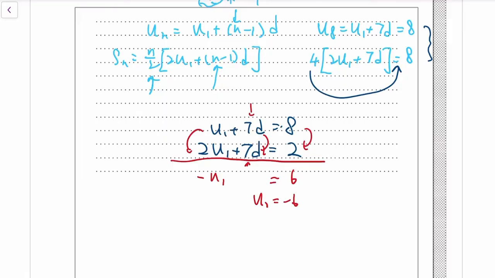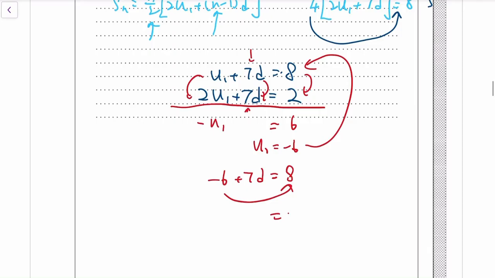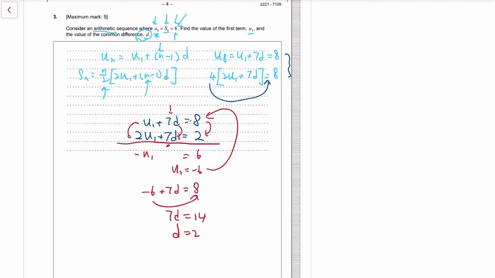And once we found u1, we can put it back in. You can put it into either equation. So let's say the first one, negative 6 plus 7d is 8. So you move it over, 14, so d is 2. Okay? So good, not too hard.